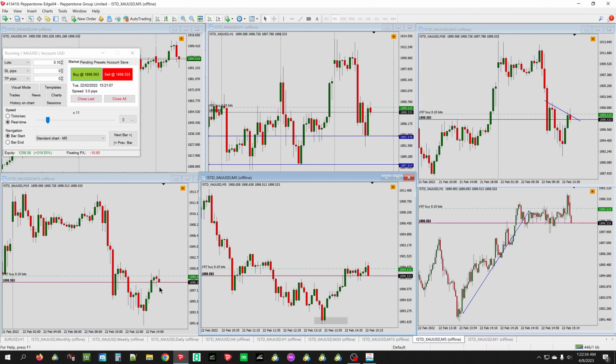This is my stop loss, 1897. We should respect this area if we are to move up. Other than that, I will wait.